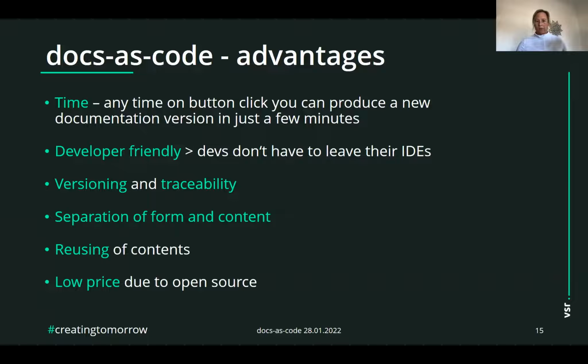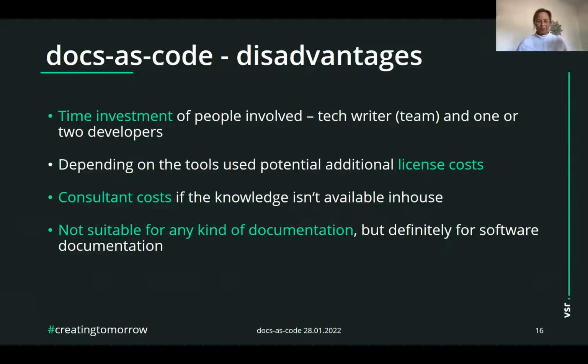On the next slide, I've also mentioned some disadvantages for the sake of completeness. So of course, people will have to invest some time to switch to Docs as Code, and you might have additional license costs or even consultant costs if you don't have the developers in-house who can help you with that. And as already mentioned right at the beginning, it's not suitable for any kind of documentation. So if you have to document some measuring tools that are usually delivered with a paper manual, I think Docs as Code wouldn't be the best solution.